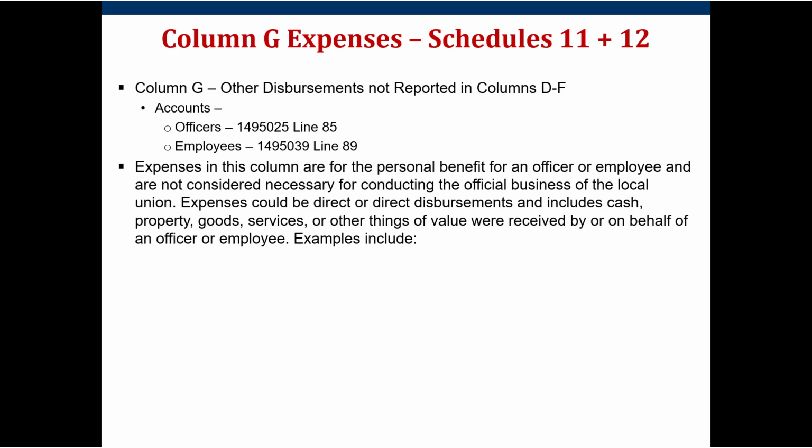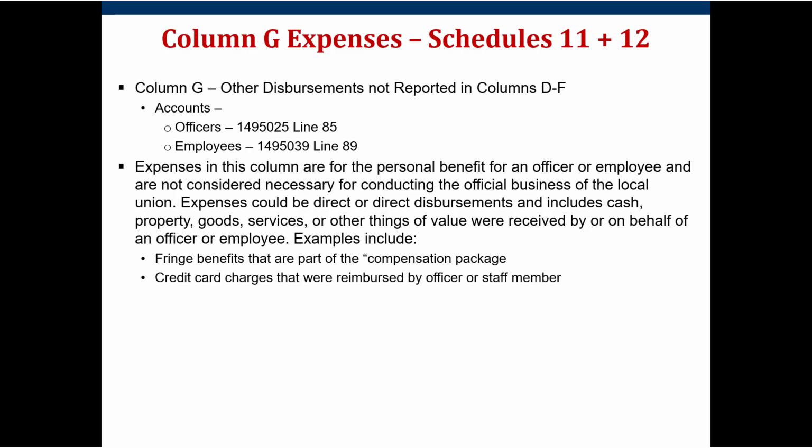Expenses could be direct or indirect disbursements and include cash, property, goods, services, or other things of value that were received by or on behalf of an officer or employee. Examples include fringe benefits that are considered as part of the compensation package for the individual, credit card charges that were reimbursed by the officer or staff member, business meals. The cost of a spouse's meal during a business dinner would also be considered a column G expense.